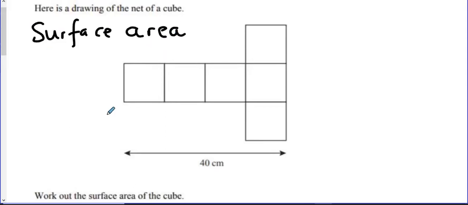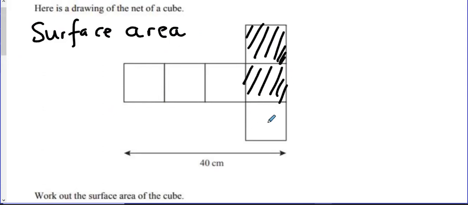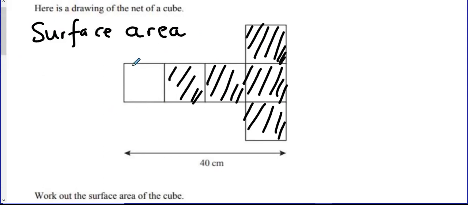Surface area is a total of individual areas. So we have to find the area of this face, area of that face, area of this face, area of this face here. You have to find the area of individual faces. Then after getting the area of individual faces, to find the surface area, you will need to add these small areas.